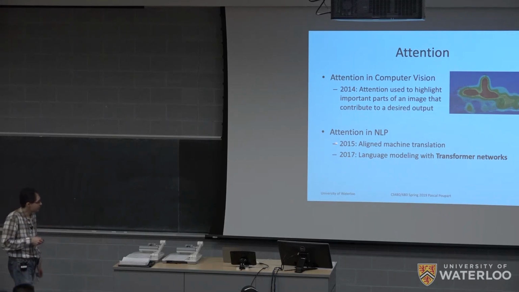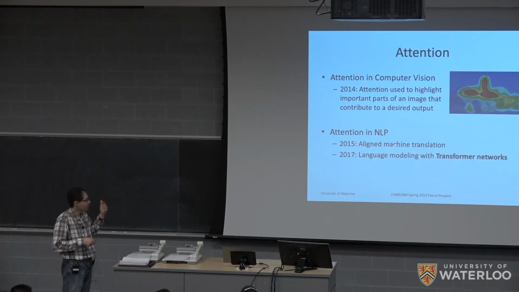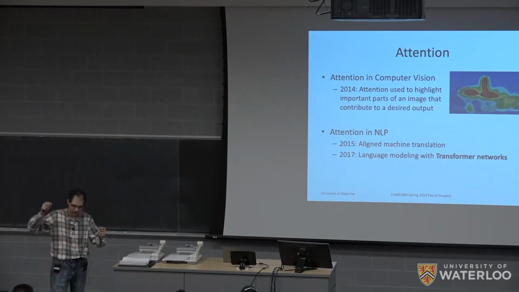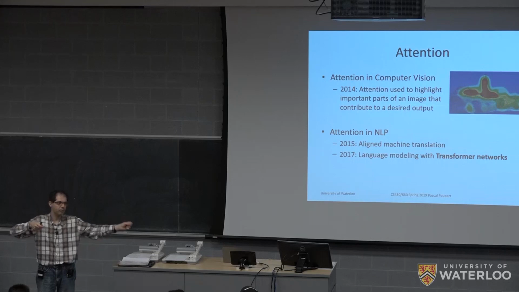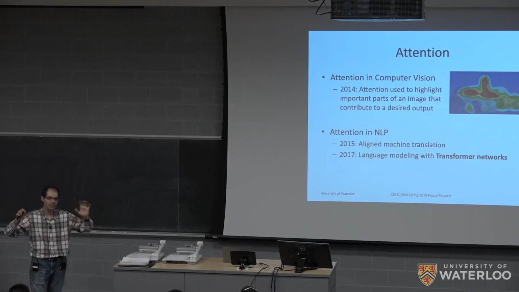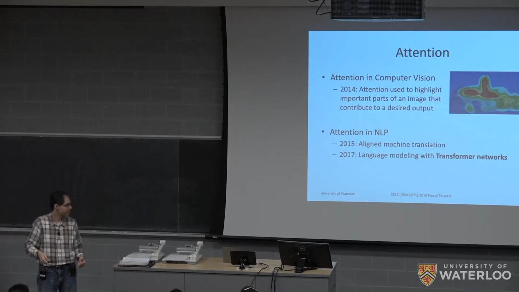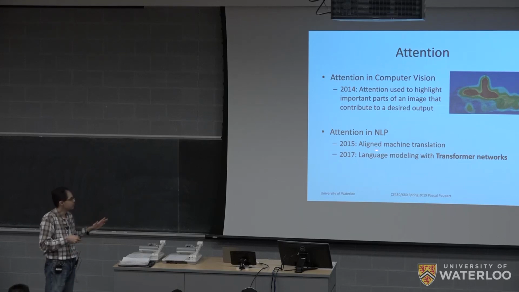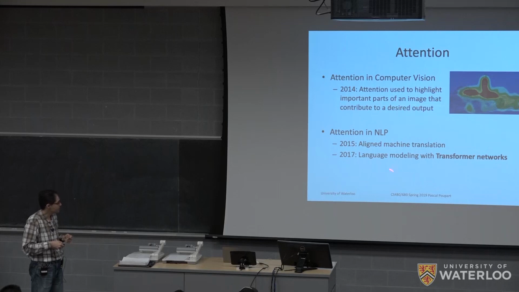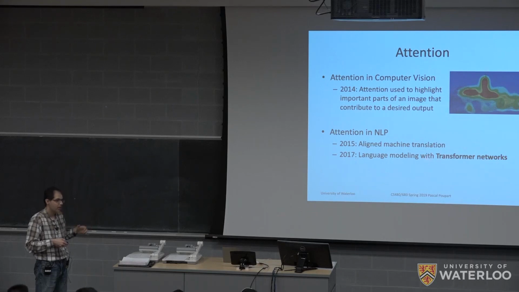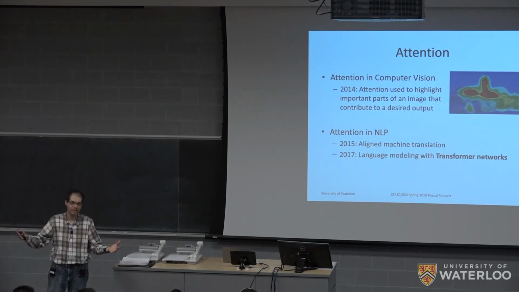Then in natural language processing in 2015, we saw the work on machine translation, where you can get your decoder to peek or look back at the input sentence so that it doesn't lose track of what it's translating, and doesn't have to remember the sentence completely. This was an important breakthrough that allowed us to deal with sentences of arbitrary length, in fact very long length. But further than that, in 2017, some researchers showed that we can use attention to develop general language modeling techniques.